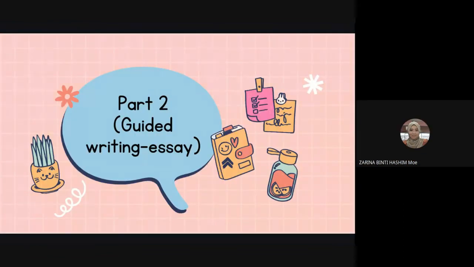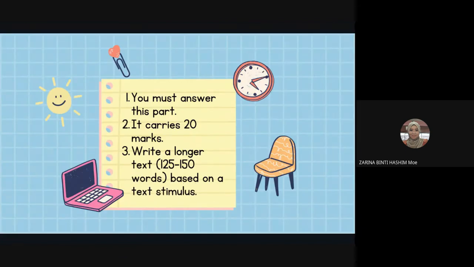It's a guided writing, guided writing essay. That mean maksud guided tu dia macam bagi notes lah, macam guide lah, bagi satu guideline kat kamu macam mana nak tulis essay ni kan. So guided here means you are given some help or some notes to help you in your writing. Similar to part 1, this is also an obligatory question. Maksudnya soalan ni wajib kena jawab. So it also carries 20 marks.